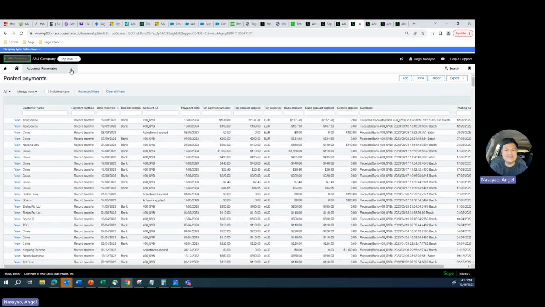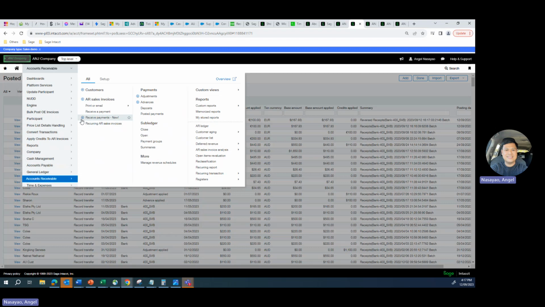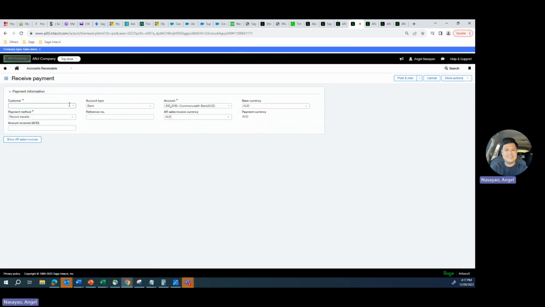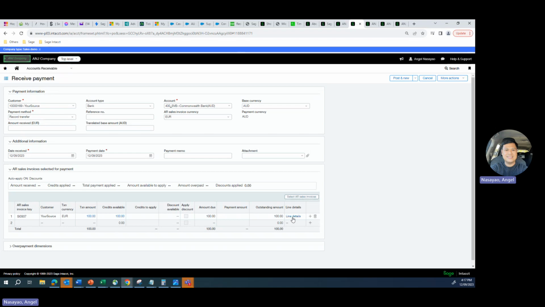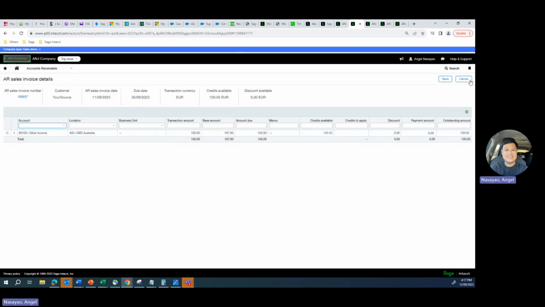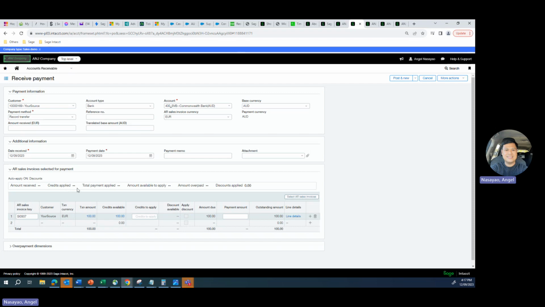Sorry, 167.93 as EUR. I received the payment in here, then your source, bank account. But this one, we wanted this. All right, it's there. I can just do this, right? Meaning, select AR invoice and line detail.